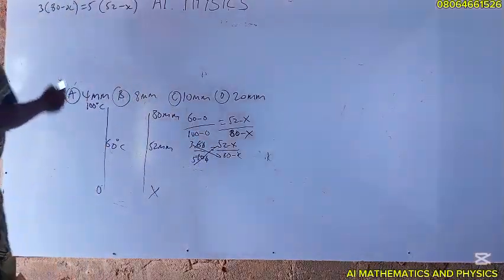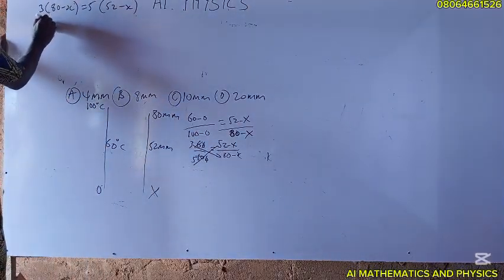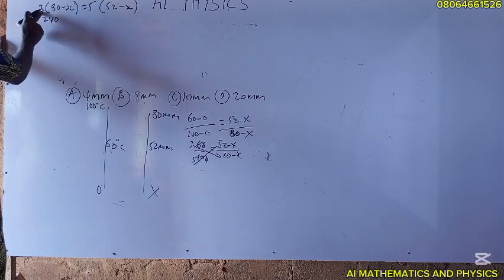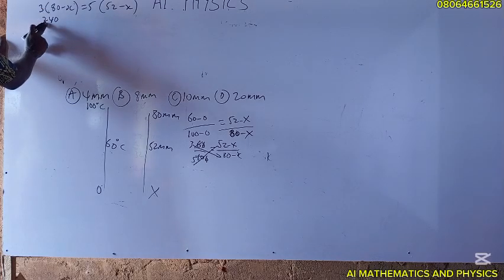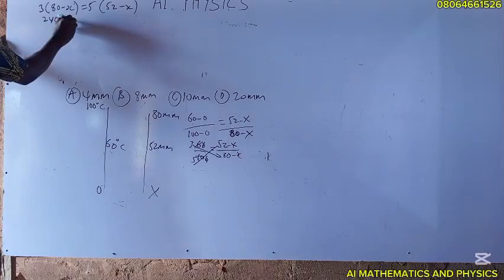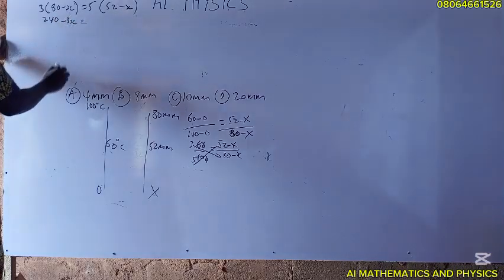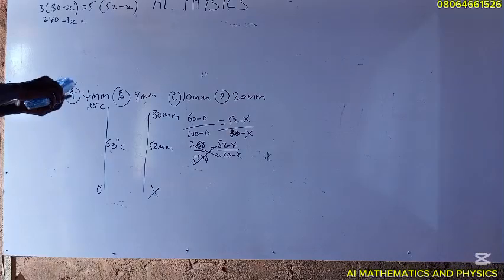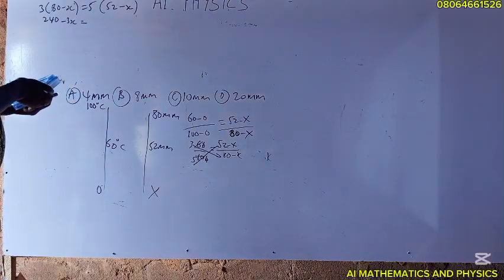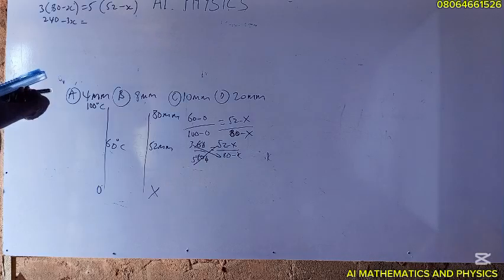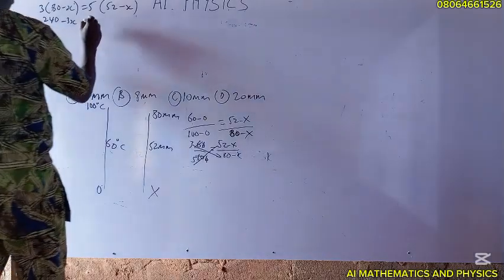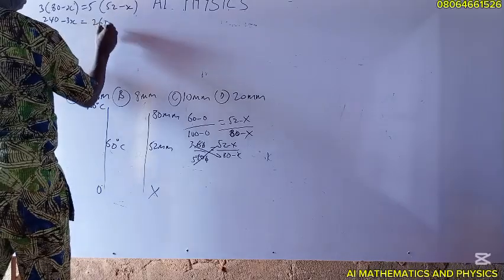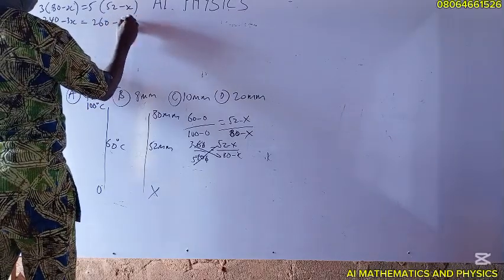Now 3 times this will be 240. 3 times 8, 24. Write 0 minus 3x equal to 5 times 52. If you are a student, just use your calculator, don't waste your time. That's 5 times 52, so that's 260. 260 minus 5x.